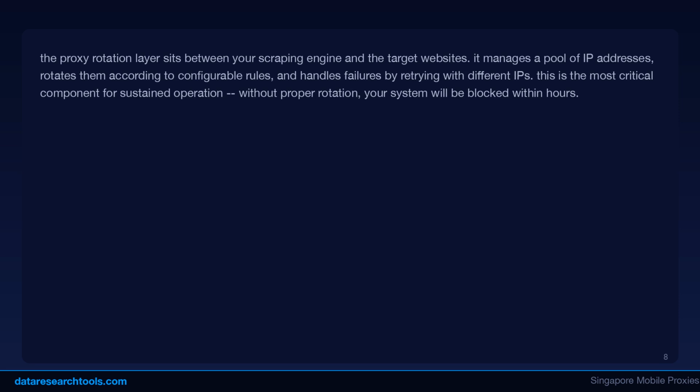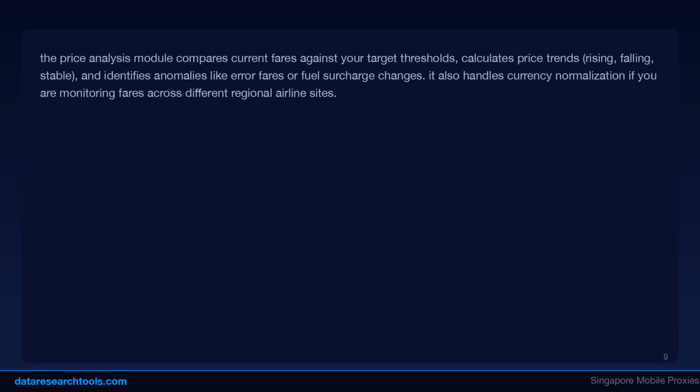When a fare meets your alert criteria, the notification pipeline delivers the alert through your preferred channels: email, SMS, Slack, Telegram, or push notifications. The pipeline should include deduplication logic so you do not get spammed with the same alert every time the system checks a route.